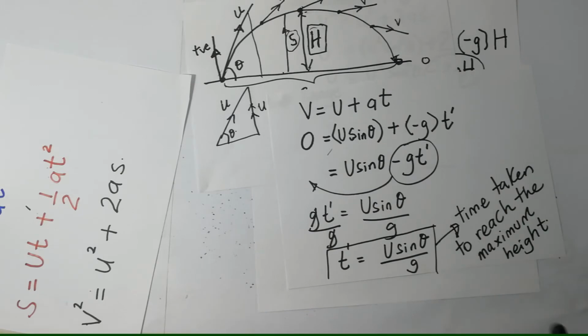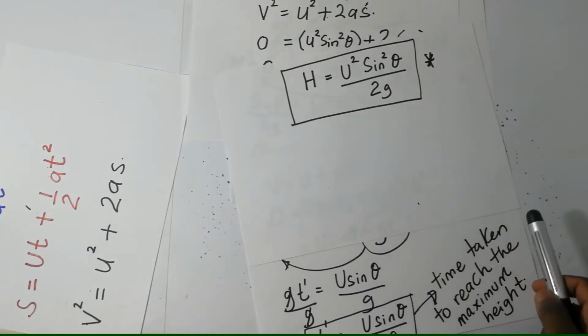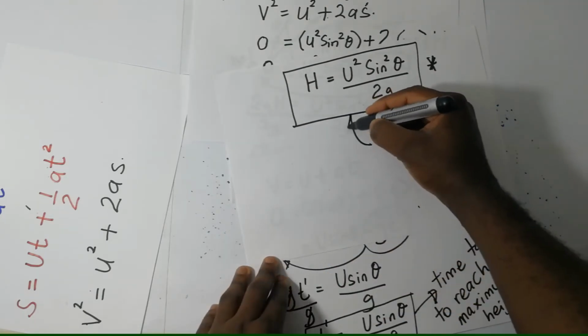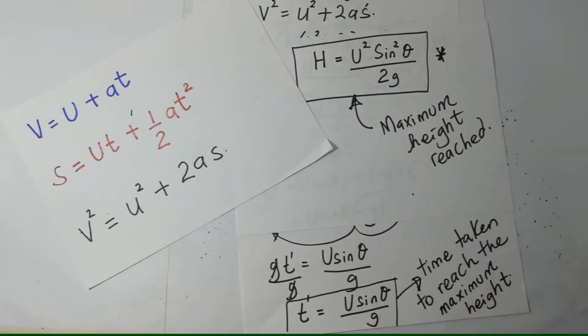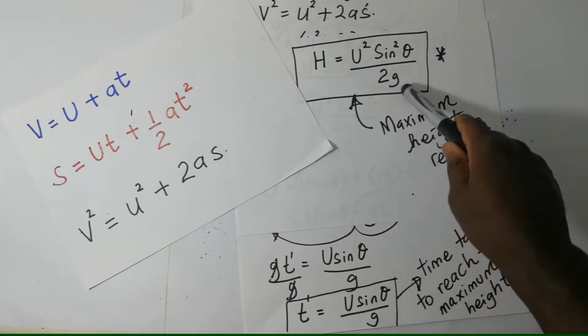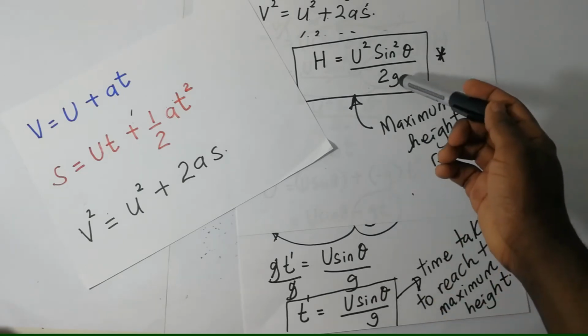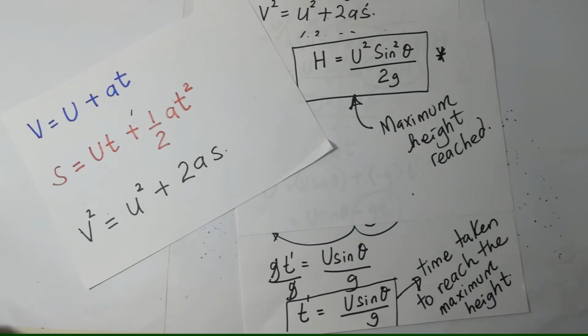So I think you can see this is the time taken to reach the maximum height, and this was the maximum height reached. I am doing this recap because some people just really cram how to derive these expressions, and it's not good to cram. Just understand the reasoning behind how these expressions are arrived at, and you'll be able to arrive at them at any angle. So let's move on to the next expression.